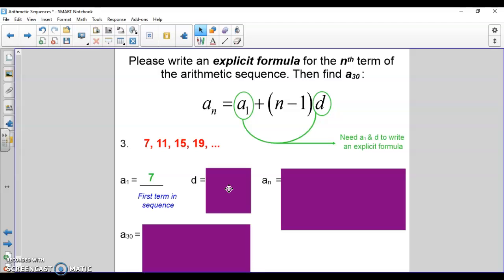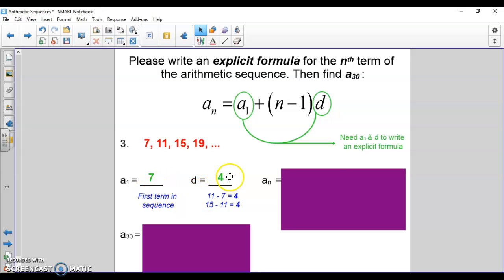Common difference, these are going to be arithmetic, so you are going to have a common difference. Just find it. 11 minus 7 is 4. Make sure it's a positive 4 because you're doing 11 minus 7, not 7 minus 11. You're adding 4 to each term, so it's a positive 4. Think about that.